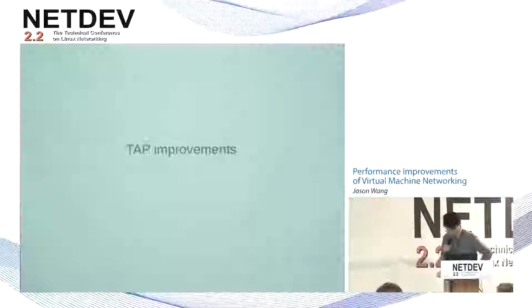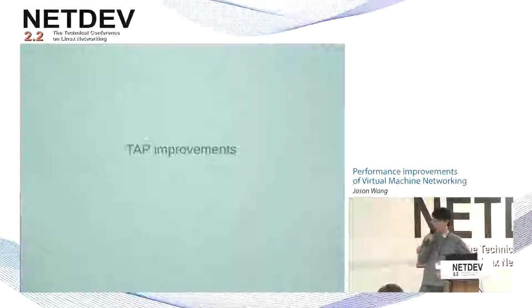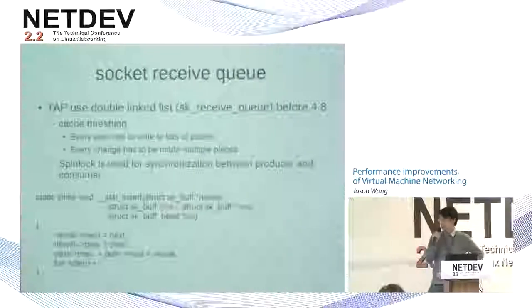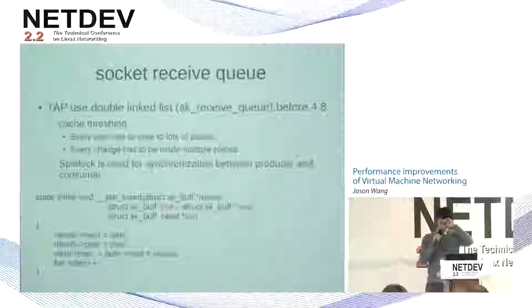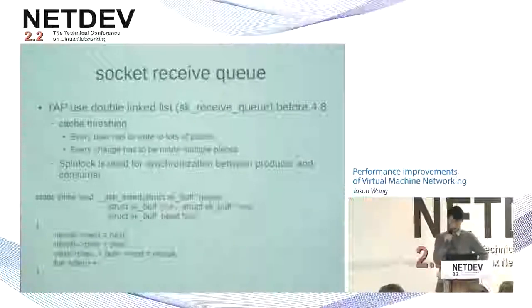And so the next step is to try to improve the tap. Tap has a long history, even before virtualization, so it was not designed for high performance packet processing. The first bottleneck we noticed is that the tap is still using the old style socket receive queue. The problem is that the socket receive queue is a doubly linked list, so it was not very cache friendly.